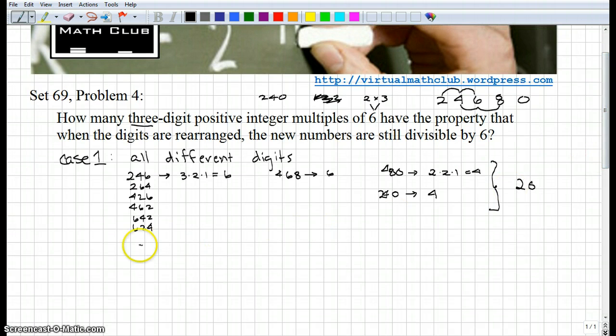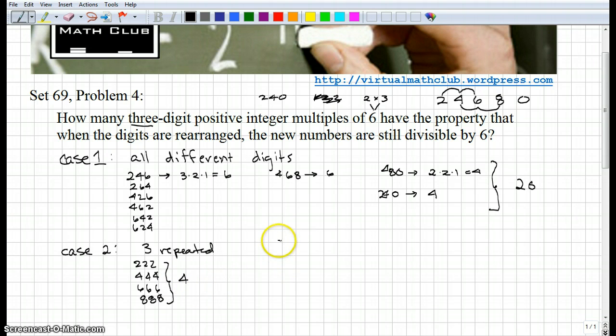Another easy case would be the case where you have 3 repeated digits. Okay, 3 repeated. 3 repeated digits would be like 2, 2, 2, 4, 4, 4, 6, 6, 6, 8, 8, 8. And you know that if you add those digits, you're going to get a digit sum that's a multiple of 3 because you got 3 of those numbers. All right, and it doesn't matter how you rearrange these because they're going to be the same number no matter what. So you have 4 cases there.